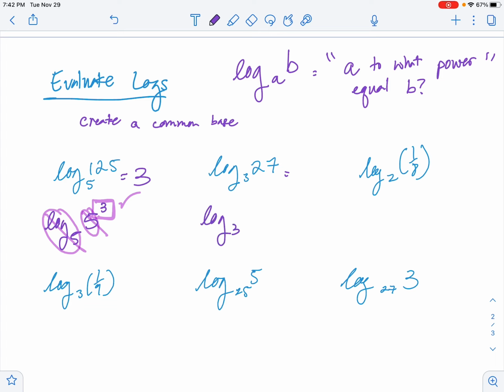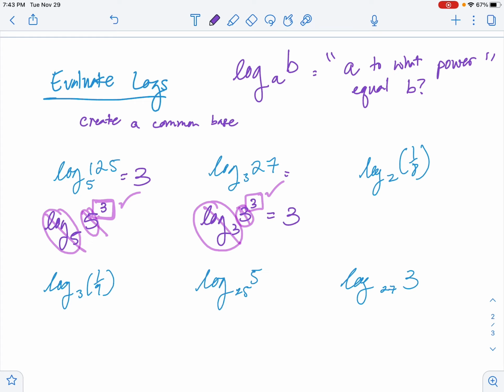We do log base 3, and we rewrite 27 to have a base of 3. So we'll write 3 to the power of 3, which is 27. I'm rewriting this 27 as 3 to the power of 3. Log base 3 and this exponential of 3 cancel out, and the power is your answer. So it's just 3 again.